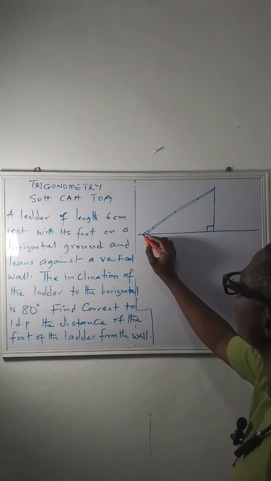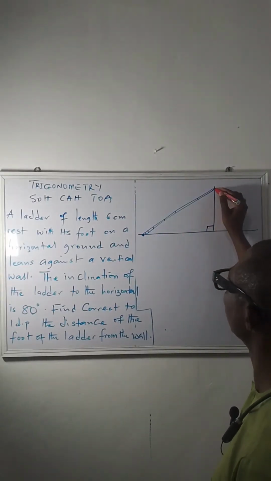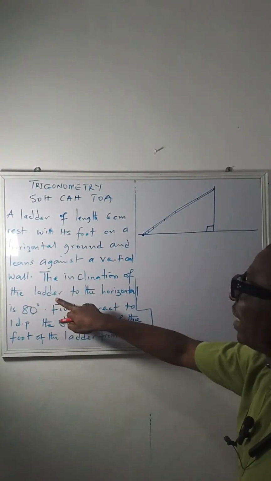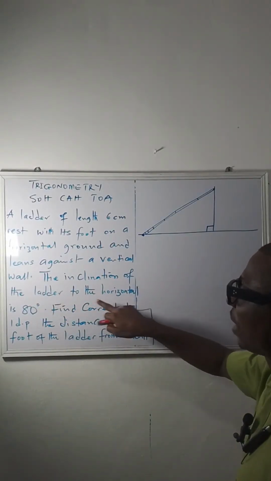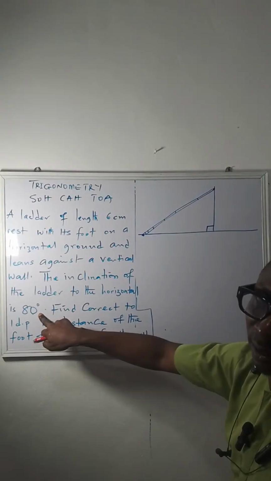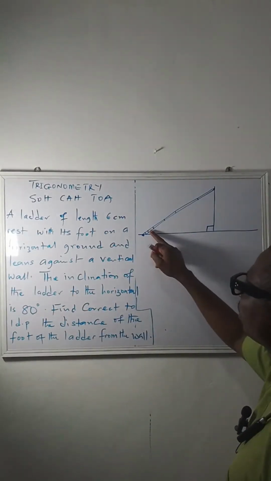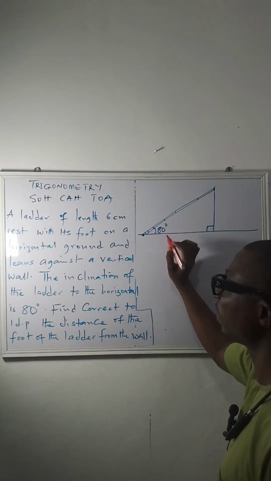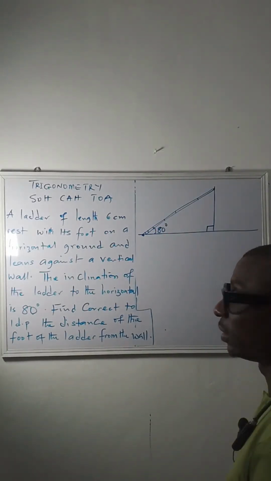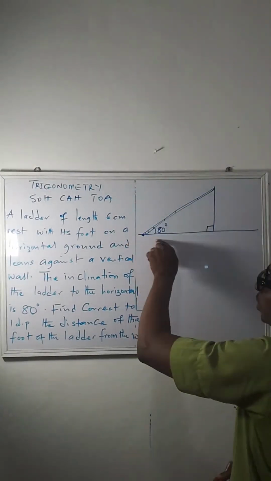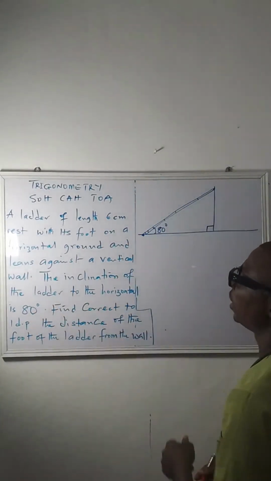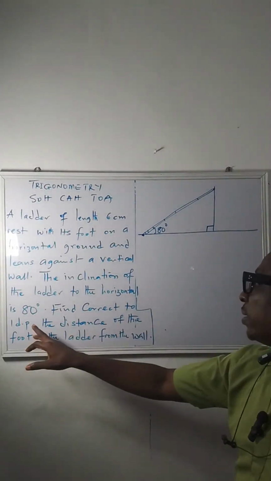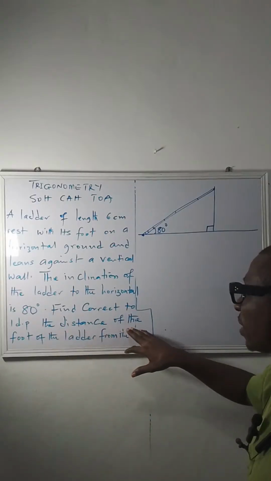All right. So this is the horizontal ground and this is the wall. Now the inclination of the ladder to the horizontal is 80 degrees. That means this angle is going to be 80 degrees. Hope you understand that. The inclination of the ladder to this horizontal is what? 80 degrees.